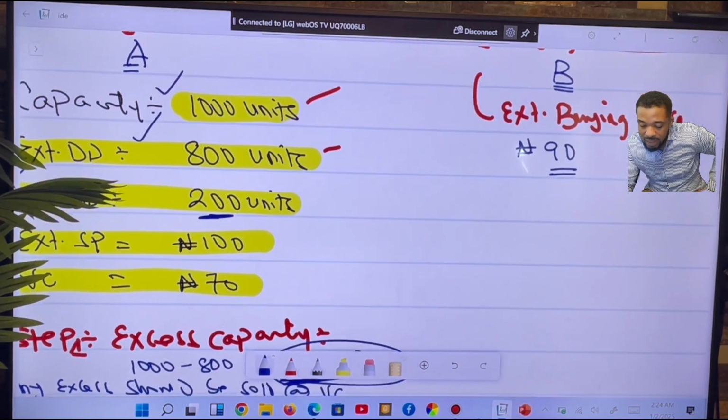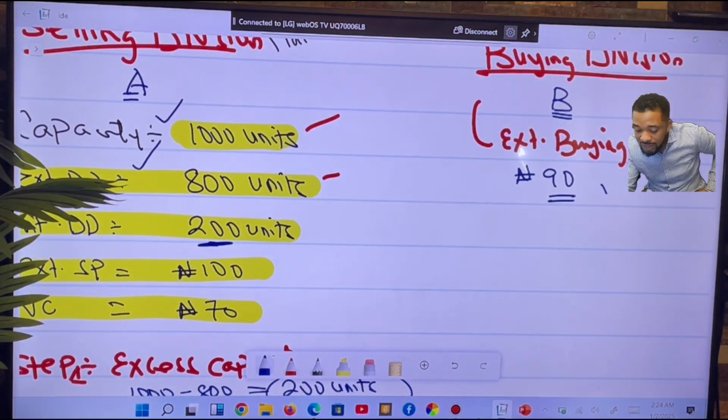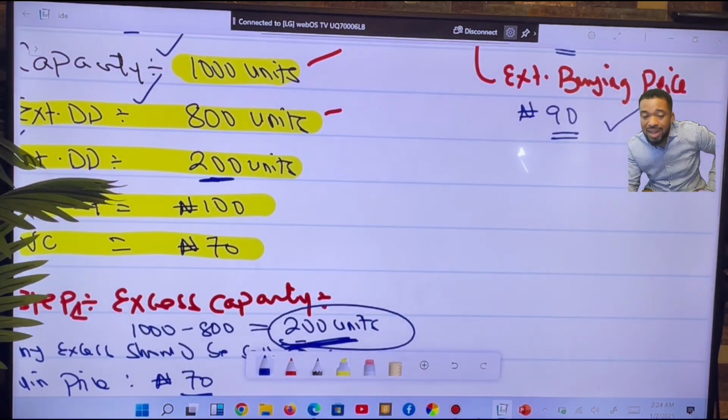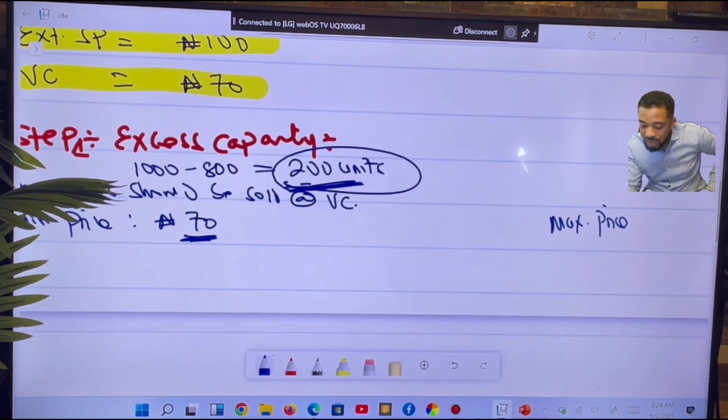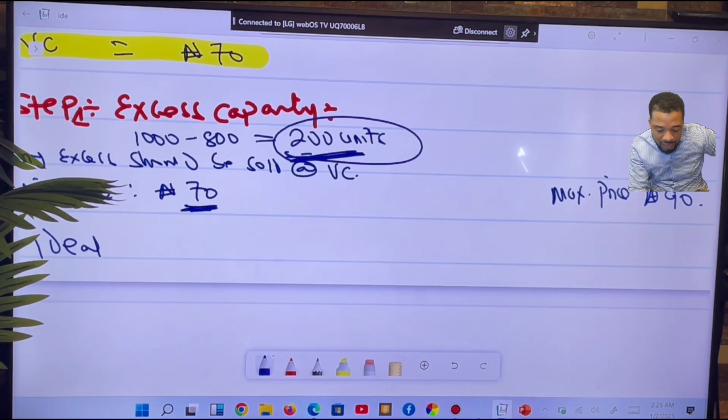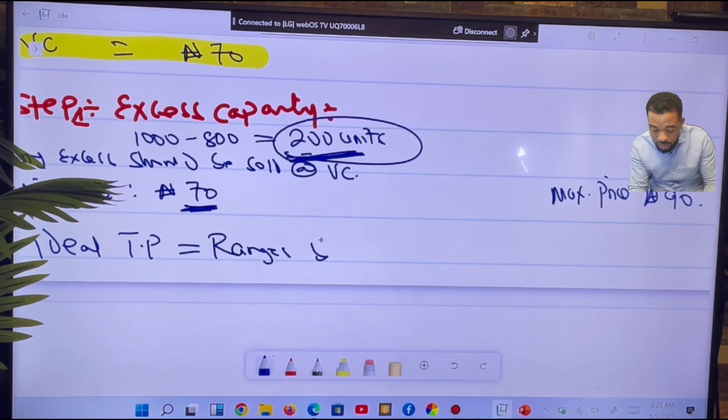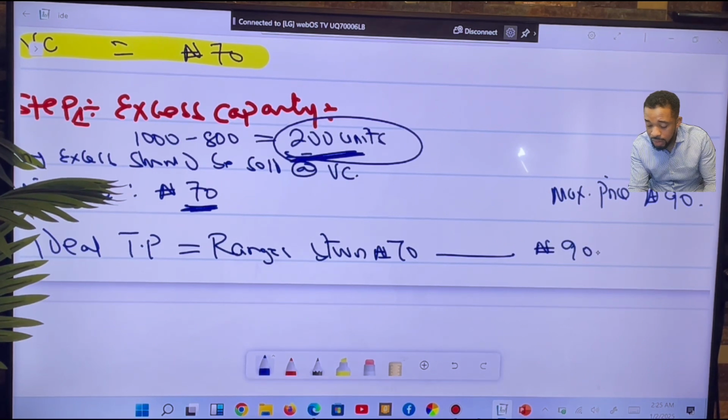And again, if I come to the buying division, it can buy this thing from outside at 90 naira. If they can buy from external at 90 naira, it means that the maximum that they can pay for this product is actually 90 naira. So the maximum price that division B will be willing to buy at is 90, which is how much it is buying from the external market. So it means my ideal transfer price ranges between 70 naira to 90 naira.